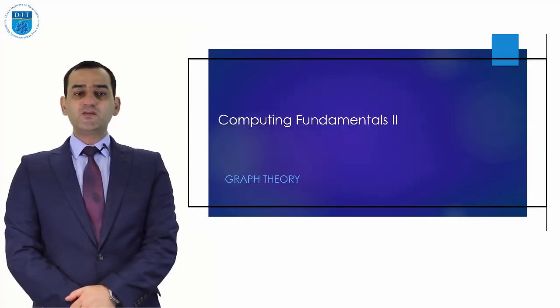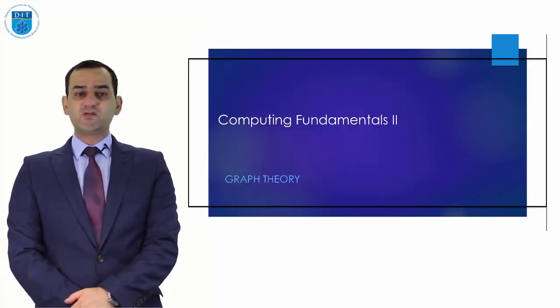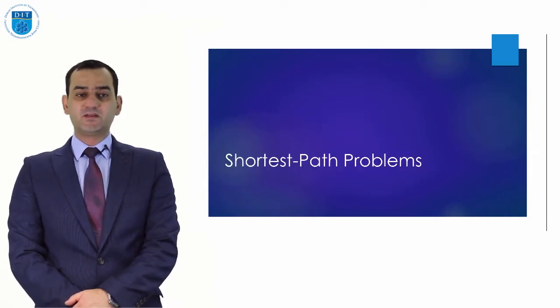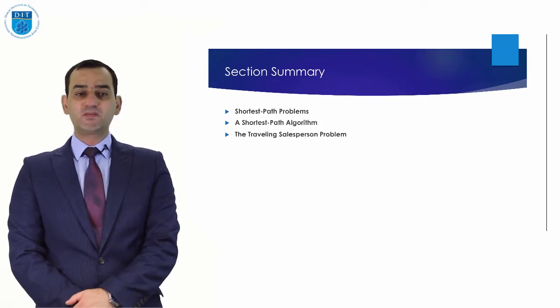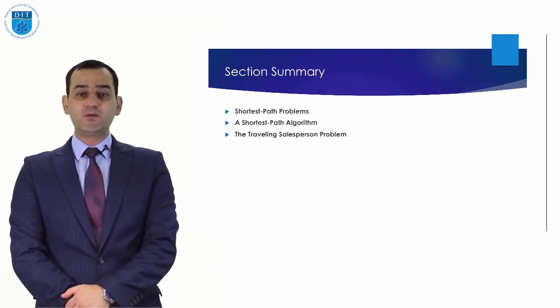Hi, in the last video we discussed the conditions we need to know to identify Hamilton paths and circuits. In this video we will focus on describing shortest path problems, shortest path algorithms, and the traveling salesperson problem.